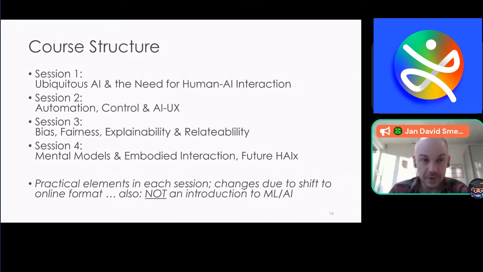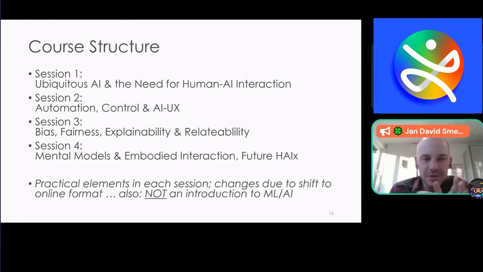So this course will have 4 sessions. Today we will focus on this ubiquitous nature of machine learning and AI and why we need human-AI interaction in the first place. I also cover a little bit of the history and foundations, and we do some fun interaction. In Session 2, we will look into this balance and trade-off between automation and control, and also try to establish some terminology about human-AI interaction, human-AI user experience, and related terms and approaches.